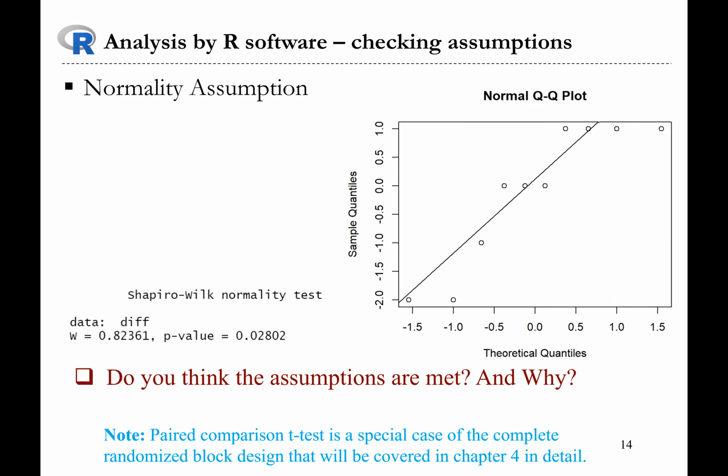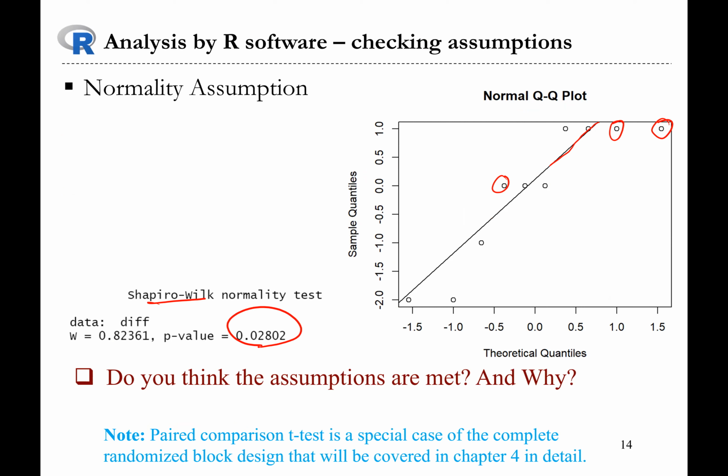When I look at this straight line, I see many values are far away from the straight line. So it looks like normality is not satisfied. I'm not sure, so let's do a test. Shapiro test. P-value is small.